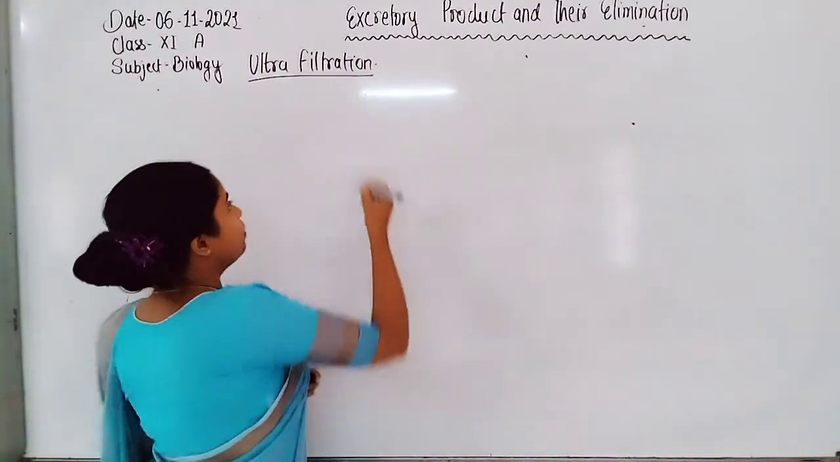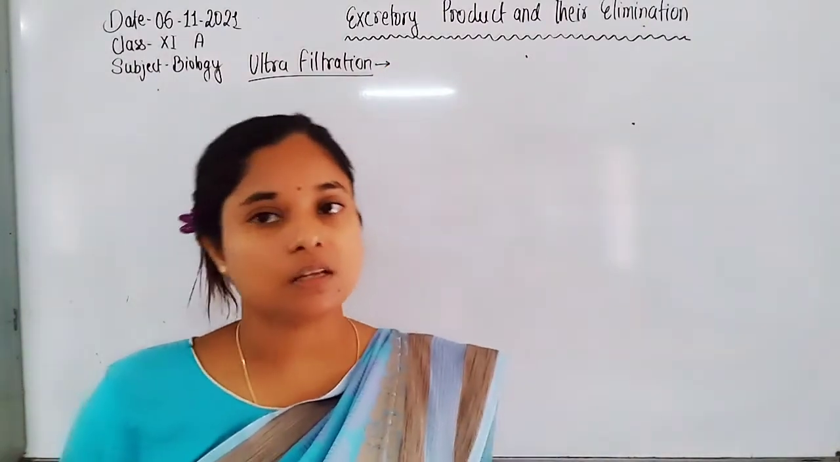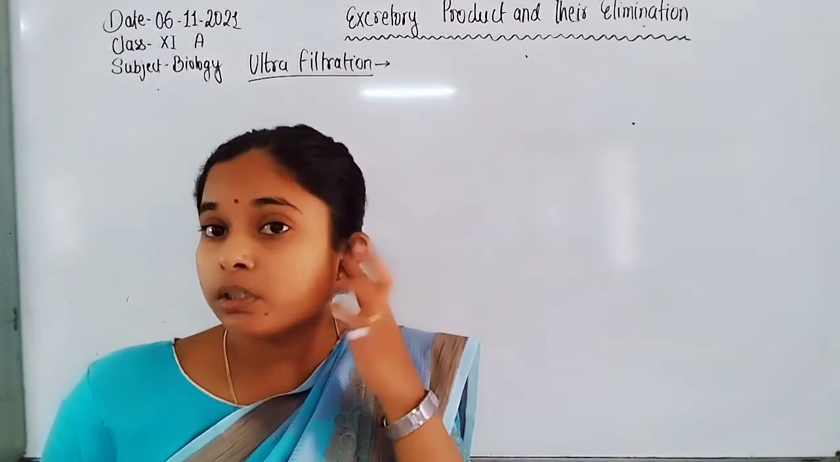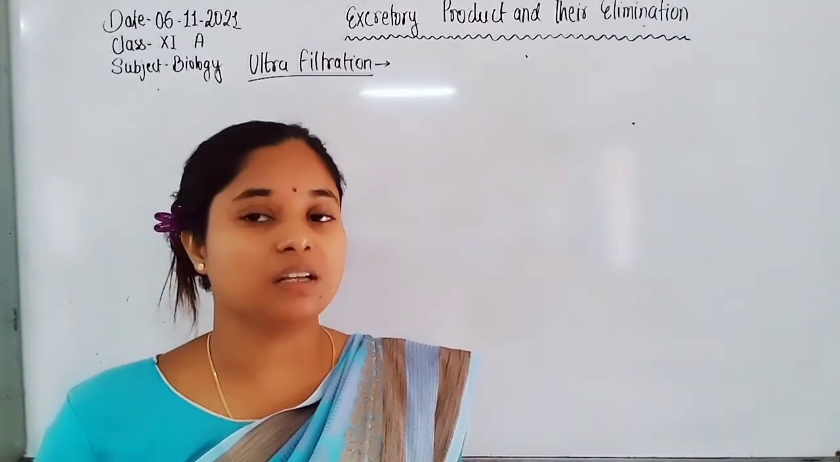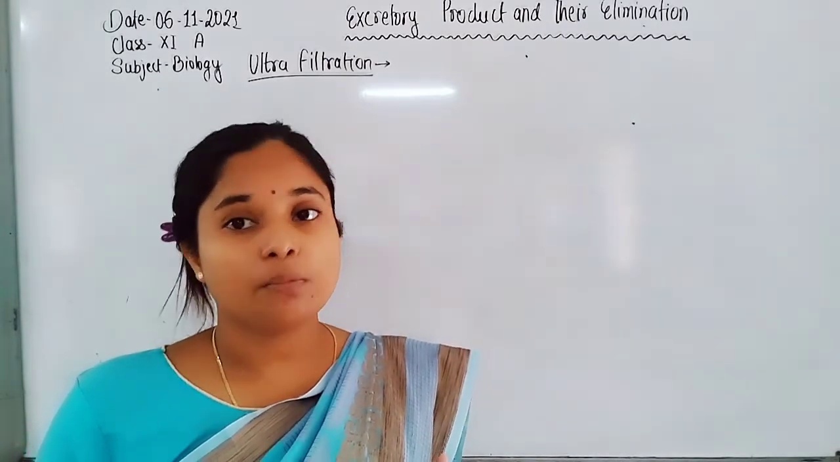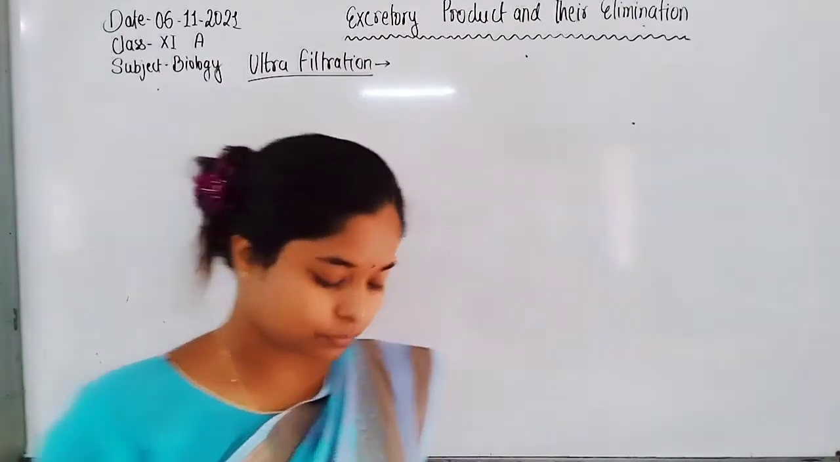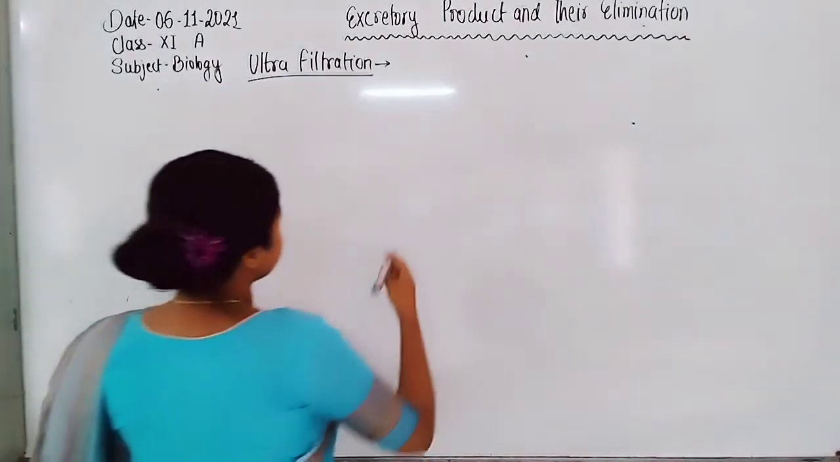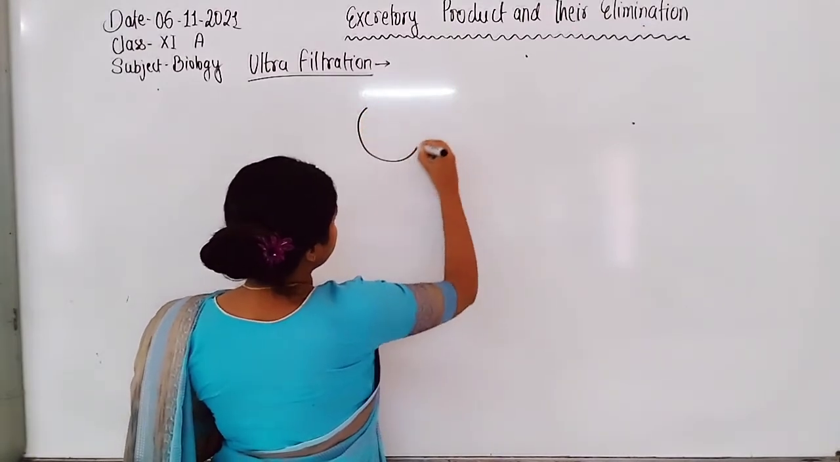So in this topic we are going to discuss how the filtration process takes place in the nephron, or what the functions of the podocyte cells, or epithelial membrane of the Bowman capsule, are. So let us discuss ultrafiltration with the help of a diagram.